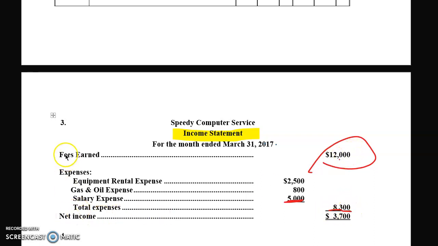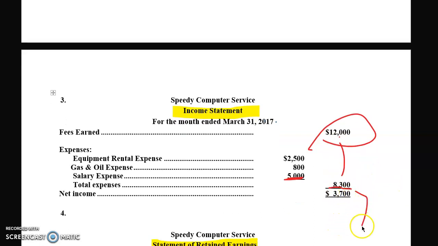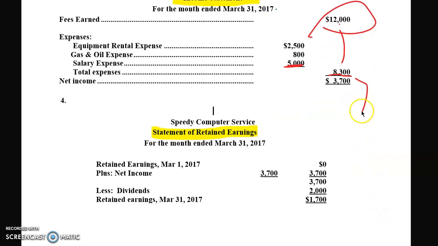And we know that revenue minus expenses gives you net income, or if there's a loss, net loss. And that's where we get the 3,700 from. 3,700, whoops, let me draw that better. I want to go this way. 3,700 goes right here. Having a hard time with that mouse, I'm telling you. All right. Goes right there.